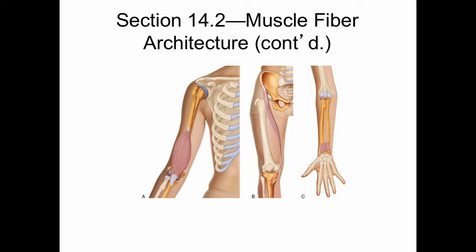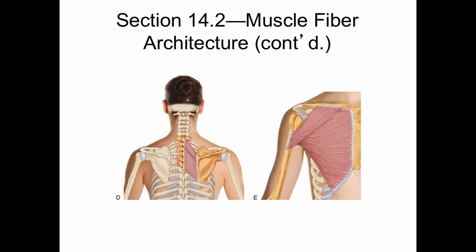A in this diagram represents a fusiform-shaped muscle. B is a strap muscle. C is a rectangular-shaped muscle. D is a rhomboidal-shaped muscle, while on the right, E is a triangular-shaped muscle. Sometimes triangular muscles are referred to as fan-shaped muscles.